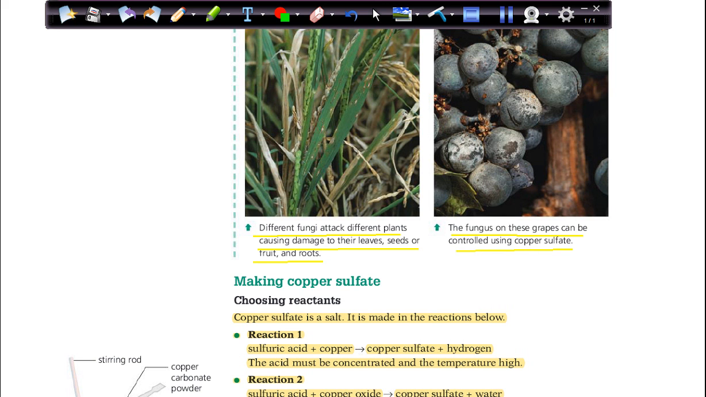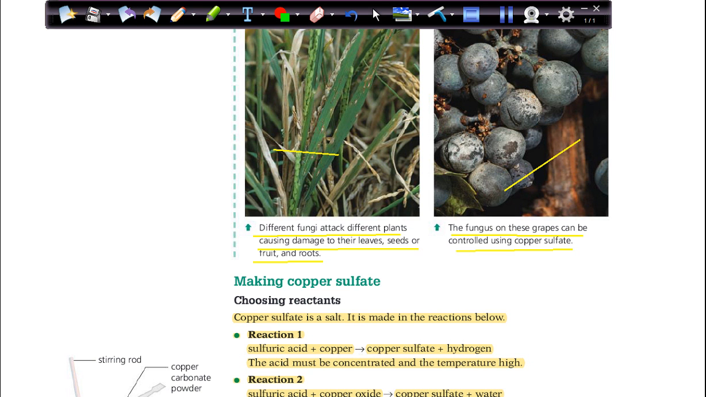Here in this picture we can see the fungi on the grapes, and here it makes the leaves yellow and damages them. Sometimes it can damage the roots also. So how can we make copper sulfate, or how can we get copper sulfate? We can take copper, this metal, and react it with another compound or acid to produce salt.